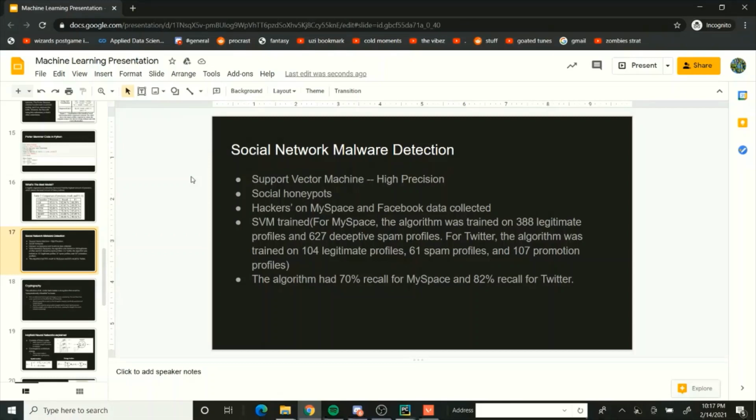After the cyber attack was attempted, the hacker's data was analyzed and stored, and with enough data, the support vector machine was trained. On MySpace, it was 388 legitimate versus 627 spam, while on Twitter, it was trained on 104 legitimate, 61 spam, and 107 promotion. And the algorithm had 70% recall for MySpace and 82% recall for Twitter.